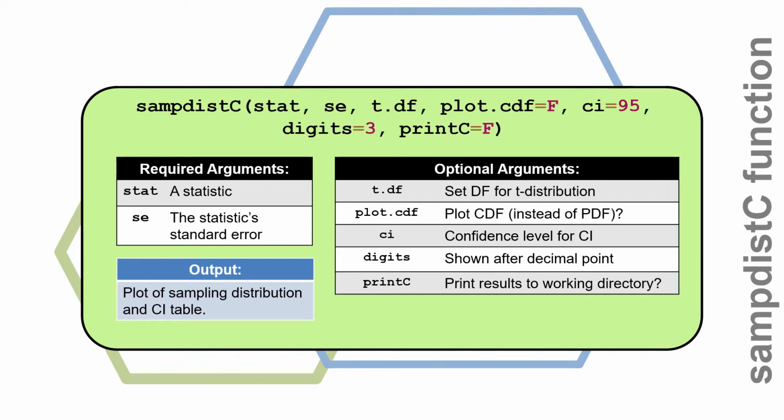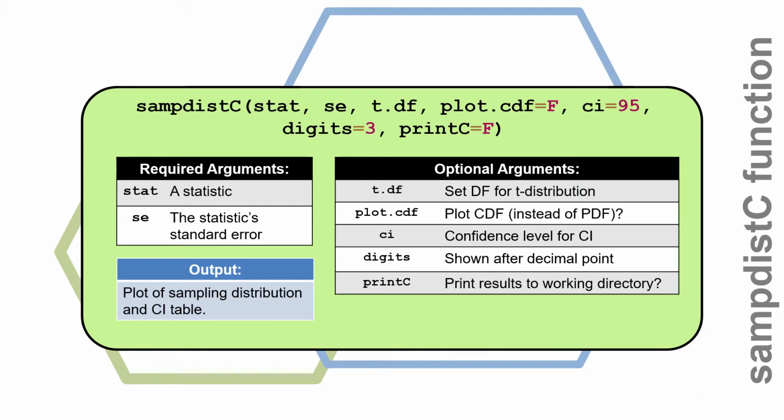The sampdistC function has two required arguments, stat and se. The stat argument is set equal to a sample statistic, and se is set equal to that statistic's standard error. Both values should be single numbers. If the standard error isn't given to you in a problem or exercise, you may need to calculate it using the appropriate formula to supply it to the sampdistC function.